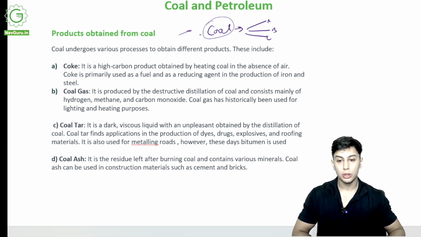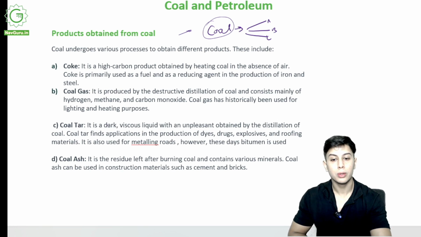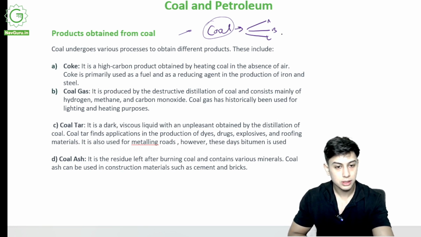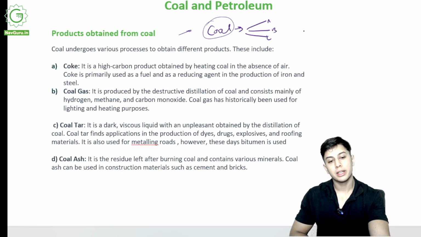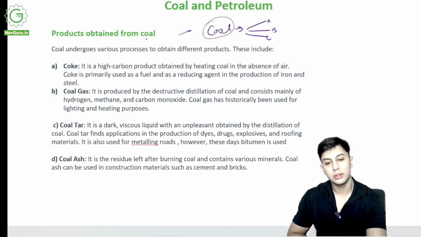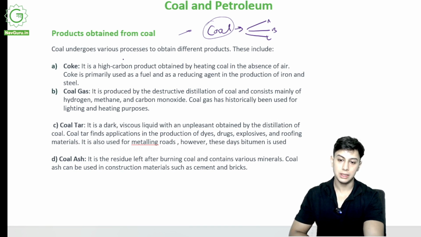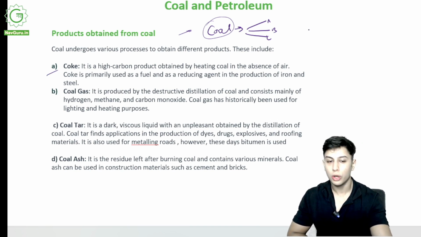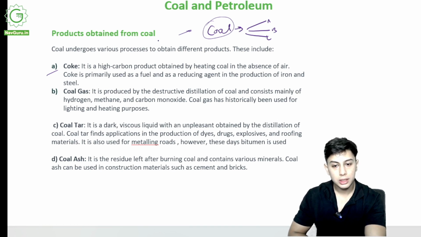So coal undergoes various processes to obtain different products. Coal undergoes a lot of processes. We can heat it at different temperatures and obtain different products. So the first product that we will see is coke, not Coca-Cola, coke, C-O-K-E. Coke is something that is obtained from coal.